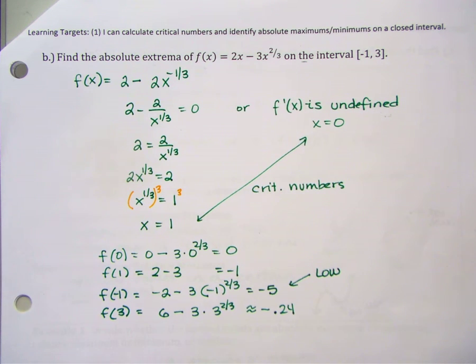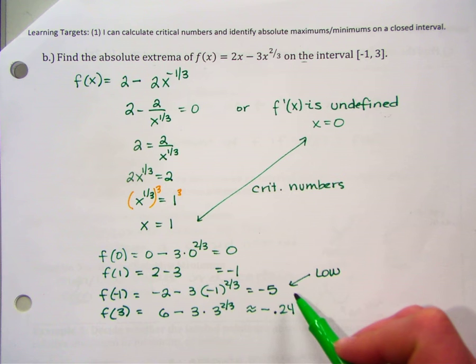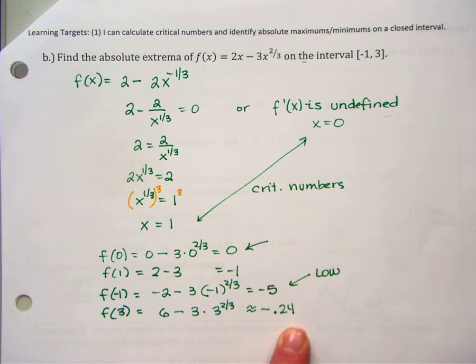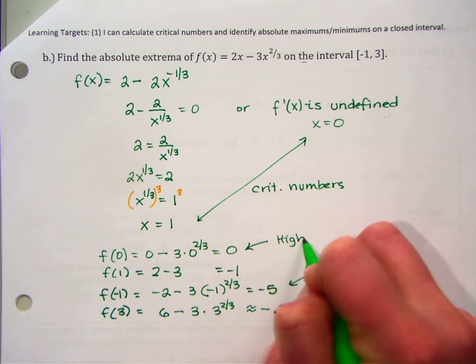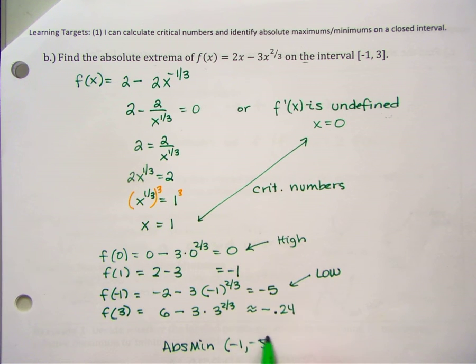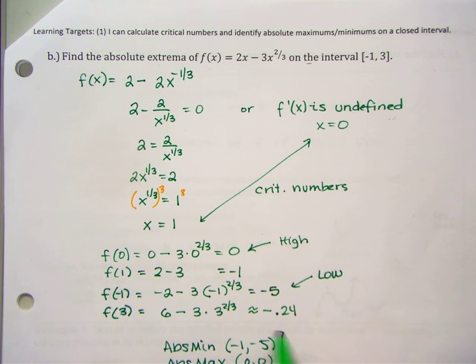All right, sorry about that, it cut off there. Here's my lowest, I'm just identifying the maximum. And my highest, oddly enough, is 0. So here's my high. And so I just want to summarize that my absolute minimum value was at (-1, -5). My absolute maximum value was at (0, 0). And there's my solution.